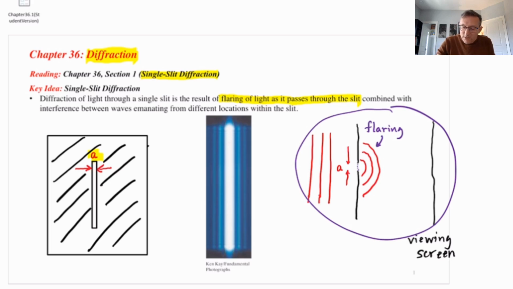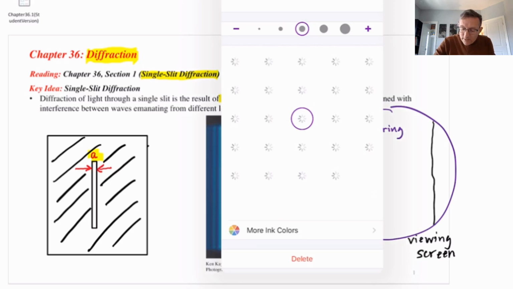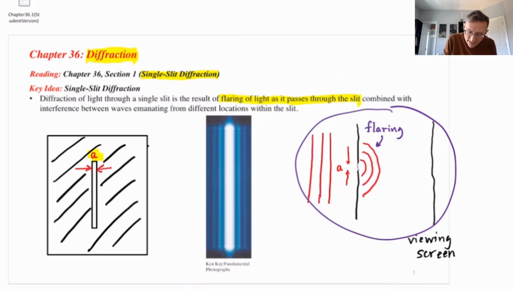Okay? So don't be confused by the length of the pattern that you see up and down that way. That's not the important thing. The important thing is what you see looking left and right.